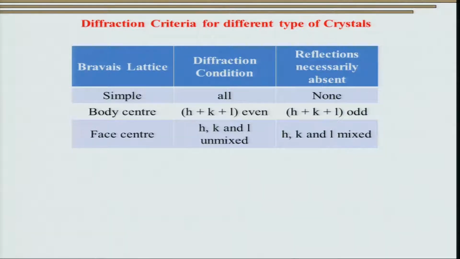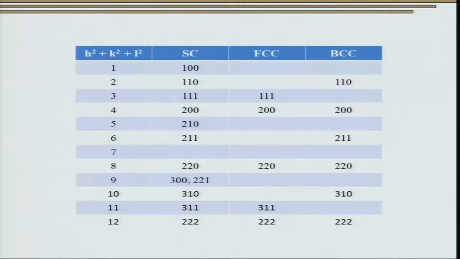So, depending on the Bravais lattice, various diffraction conditions can easily be calculated, and we find out that for simple cubic, all diffractions are possible, while for body centered, h plus k plus l even are necessarily present, while h plus k plus l odd are necessarily absent, while for face centered cubic, hkl unmixed are always present, while hkl mixed are always absent. I have just noted down different values of h square plus k square plus l square and the kind of peaks that we get in a simple cubic, face centered cubic and a body centered cubic crystal.